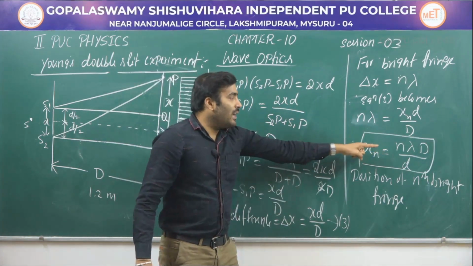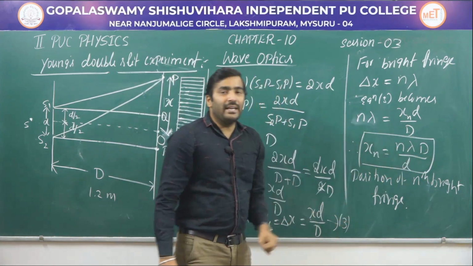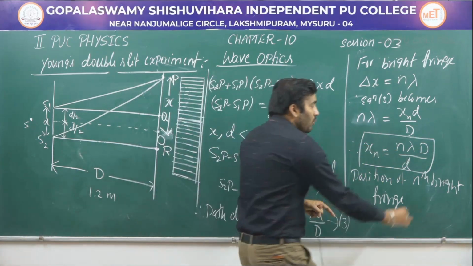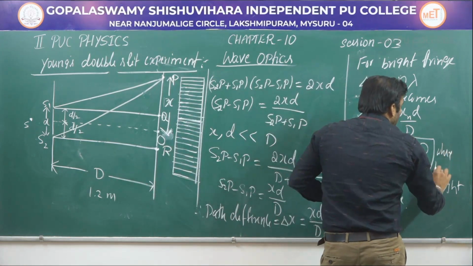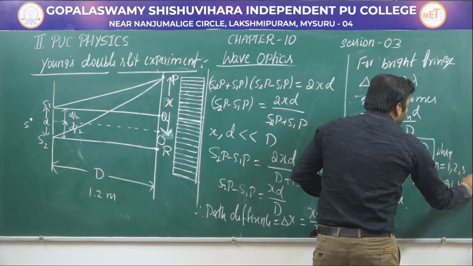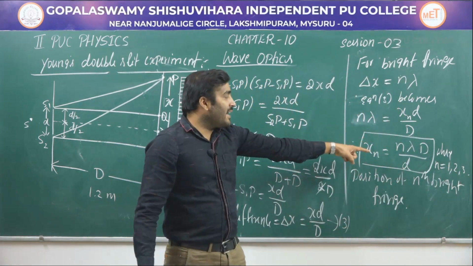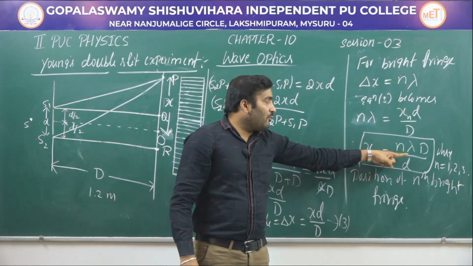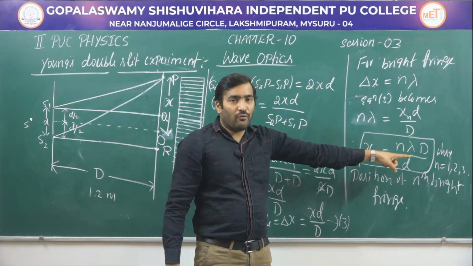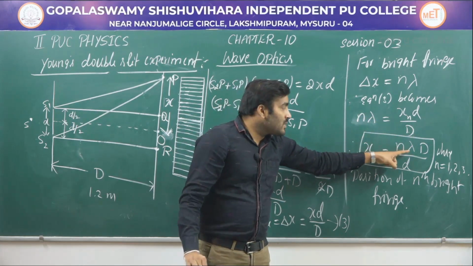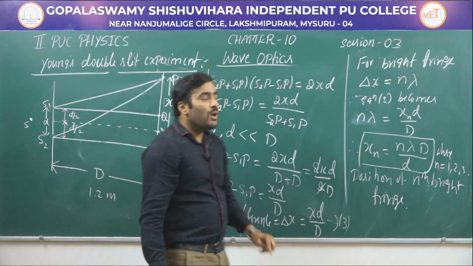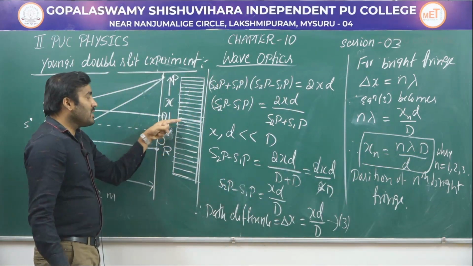If we have the values like n lambda D by d, where n is equal to 1, 2, 3, 4, 5, etc. So if I substitute the value of that n as 1, 2, 3, 4, 5 for the integral multiples of lambda D by d, we obtain the bright fringes like this.